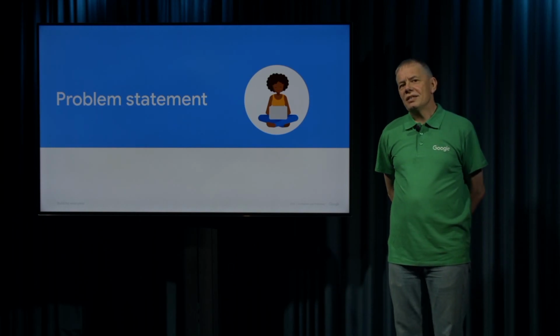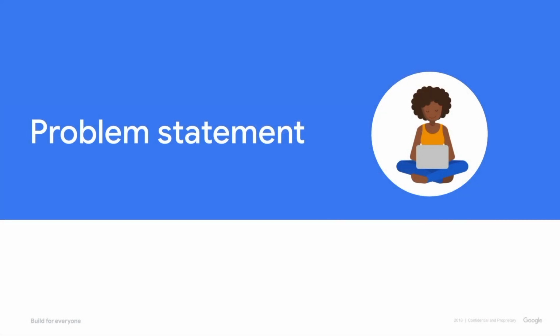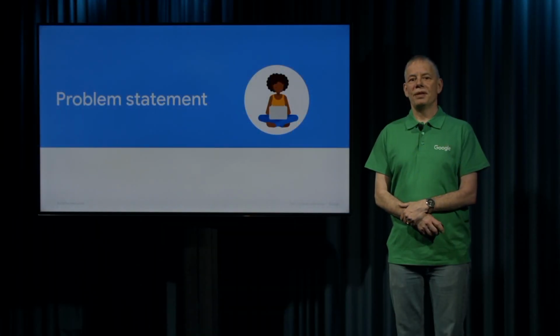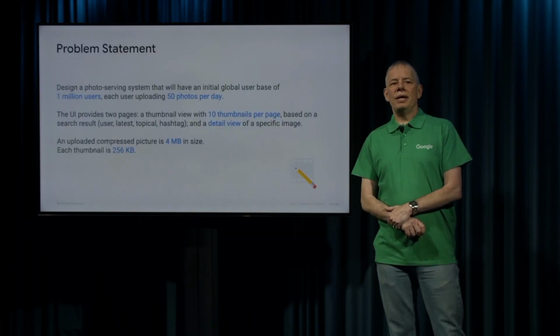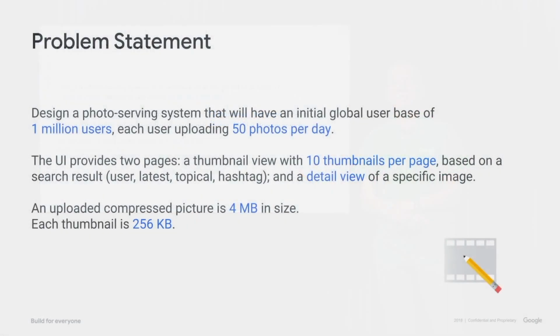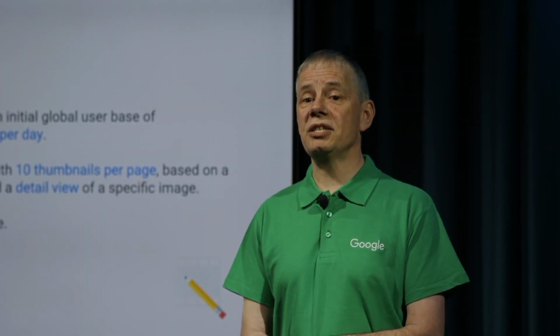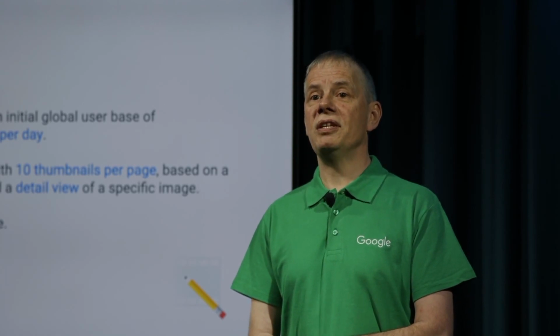So now it is time to talk about our problem statement, the problem that you are going to try and design our system for. Let's see what we look at. We are going to design a photo serving system that will initially be global for 1 million users, and we estimate, we don't know for sure, but we estimate that every user will be uploading a photo 50 times a day.